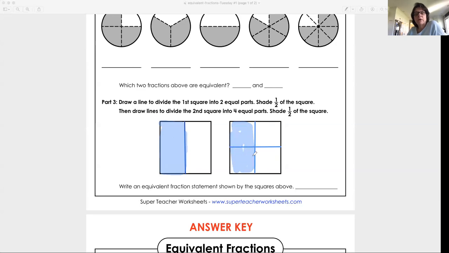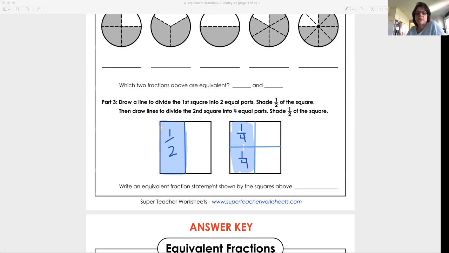And so what are my equivalent fractions? Well, if I write my fractions by each one, you know, Mrs. Ridd, I like to show my work and show my thinking. This is 1/2, right? And this would be 1/4 because there's 4 equal parts. And this would also be 1/4.